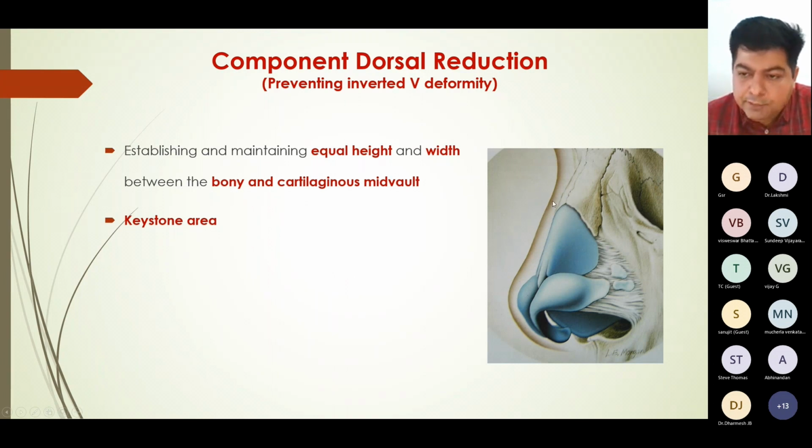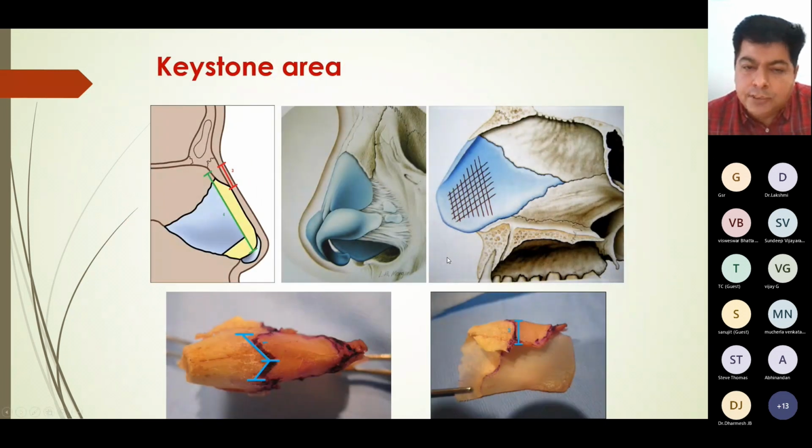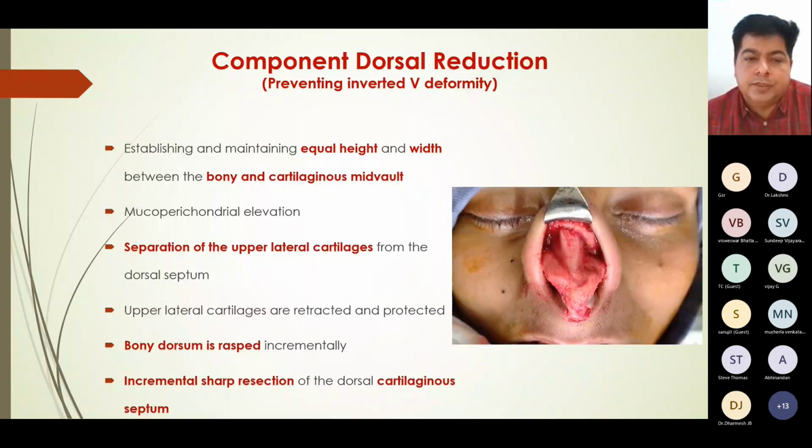So this area is very important, called the keystone area. The keystone area consists of 3 bones and 3 cartilages. We have already talked about it. And it is very important that we don't damage anything in this particular part. Otherwise, an inverted V deformity will happen, which is very difficult to correct. So how to go about it?